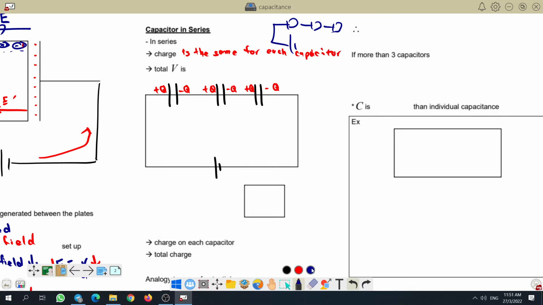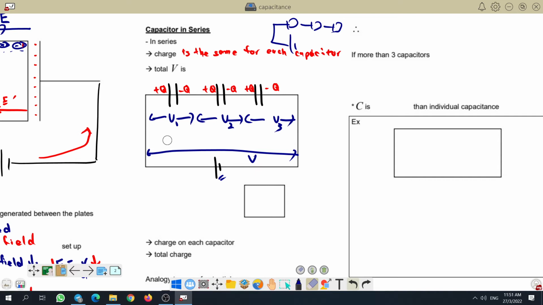Whereas the V, as usual, is the same as electric, or current. Because V actually refers to work done. EMF refers to energy supplied by the battery. So obviously, with energy supplied by your battery, you do work here, so this will be work 1, work 2, work 3. Not work, V1, V2, V3. So total V is the sum of individual V.